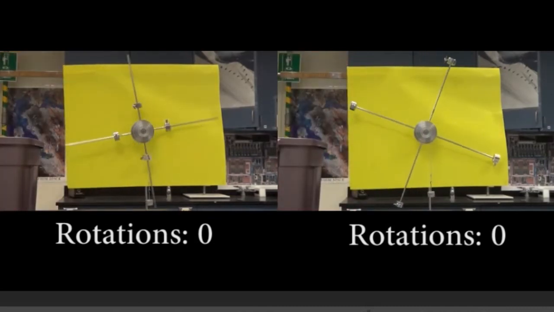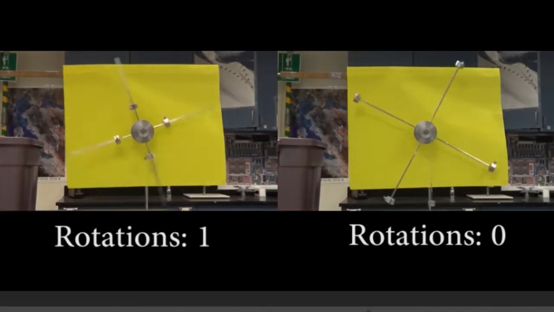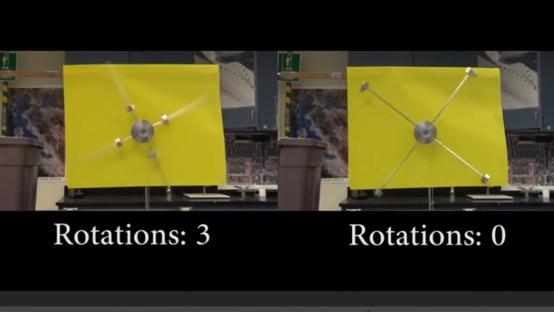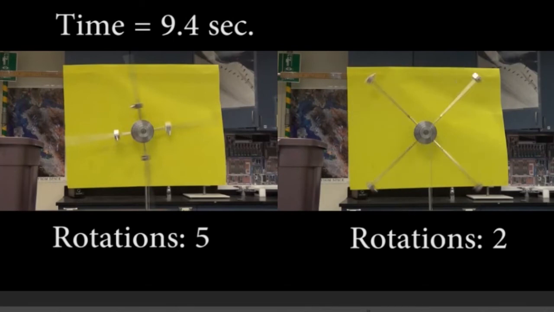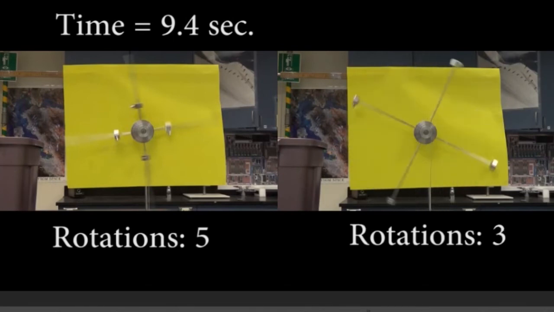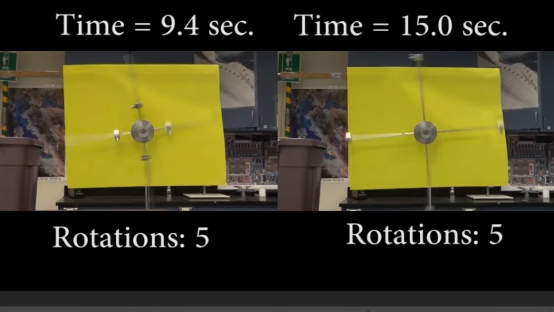I release them both at the same time, and we can see right away that the setup on the left with the lower moment of inertia has a much greater alpha, only taking 9.4 seconds to rotate through 5 rotations. And on the right, it took 15 seconds. So the further the mass was away from the axis of rotation created a larger moment of inertia and a lower alpha. Over here, a higher alpha with a lower moment of inertia.